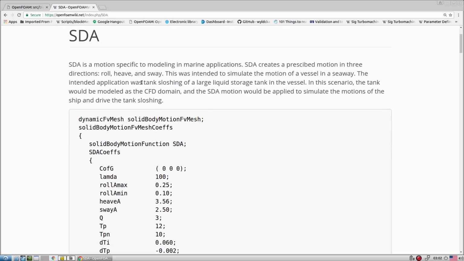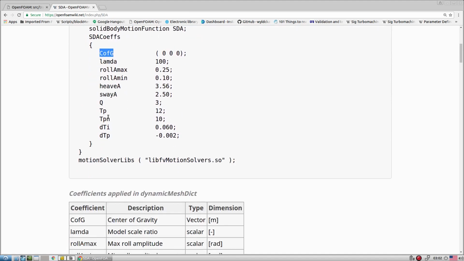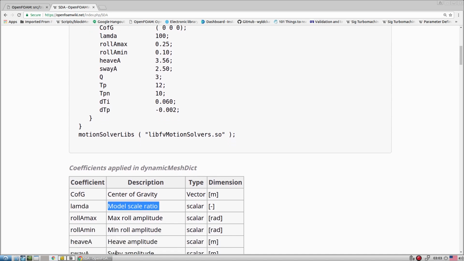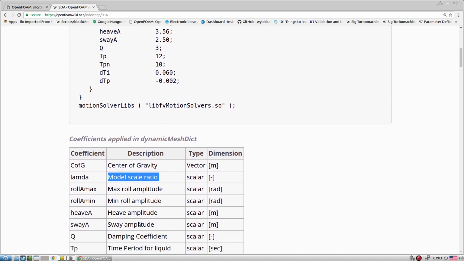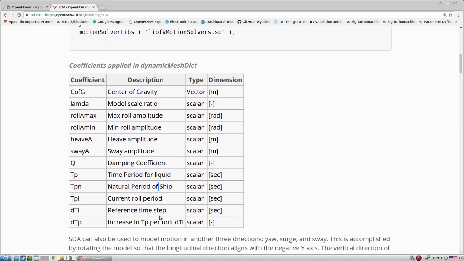In the SDA we have a set of entries available, like CofG, that is center of gravity, and lambda, that is the model scale ratio. Normally in real life our actual model is very large, and right now we are working with a scaled model, so we have to specify that ratio. Then roll max, maximum rolling amplitude, minimum rolling amplitude, heave amplitude, sway amplitude, damping coefficient, time period for liquid, natural period of ship, current roll period, reference time steps, and increase in TP per unit DT.